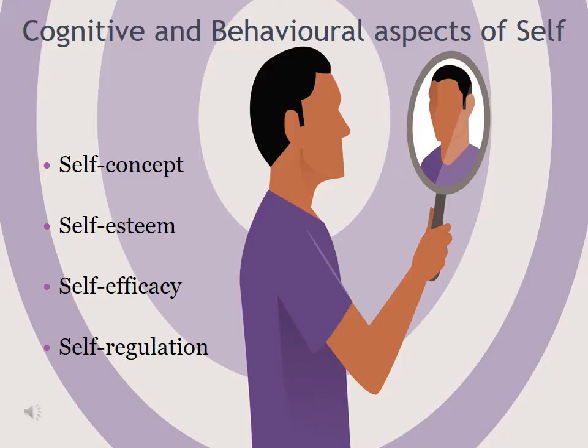Now that we have looked at different aspects and kinds of self, we are going to look at the cognitive and behavioral aspects of self. These are the self concept, self esteem, self efficacy, and self regulation, under which we will also talk about self control.